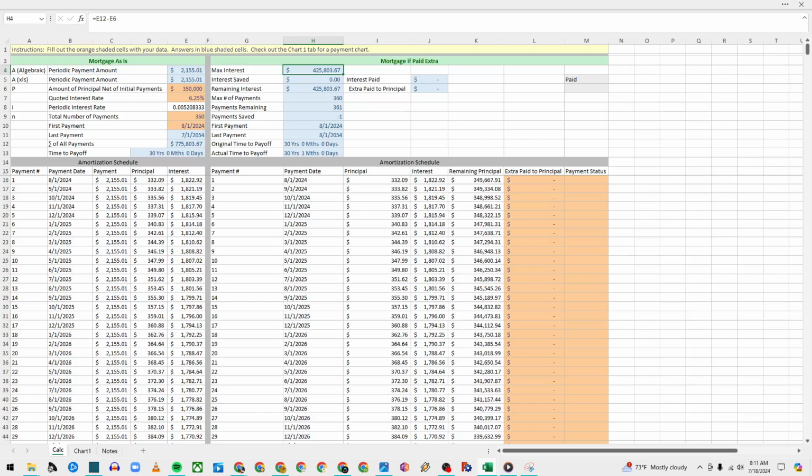So if you take the difference between that and the 350,000 that you borrow, the amount of interest you'll end up paying is $425,803. So you have that number there for reference. And then, of course, that's over 30 years.